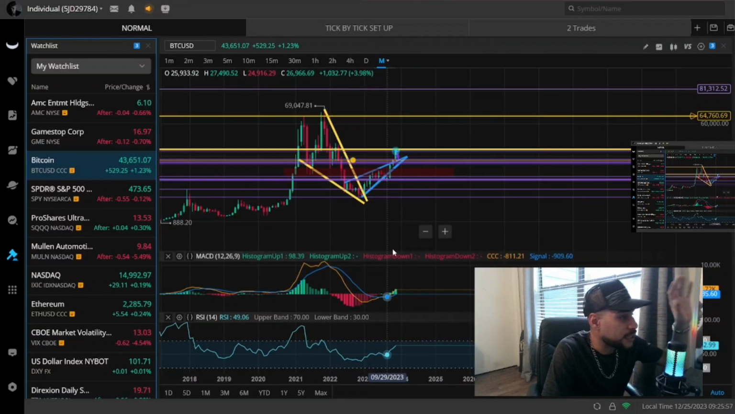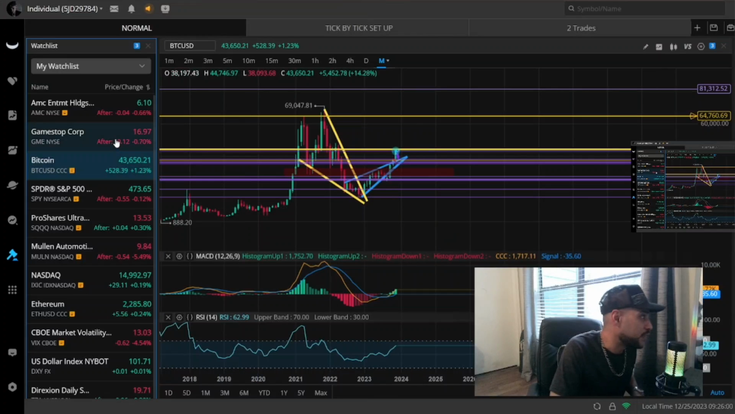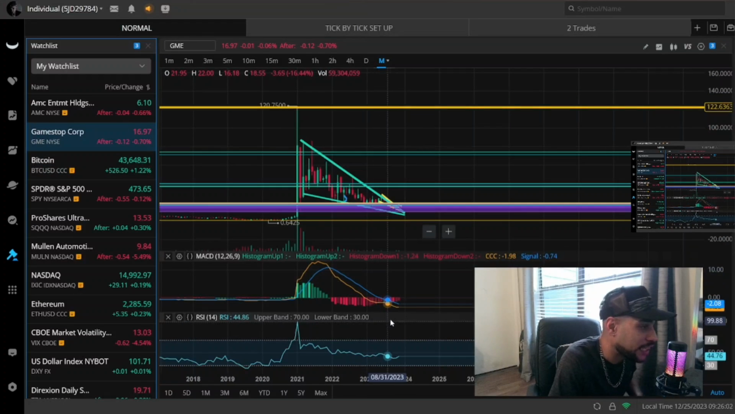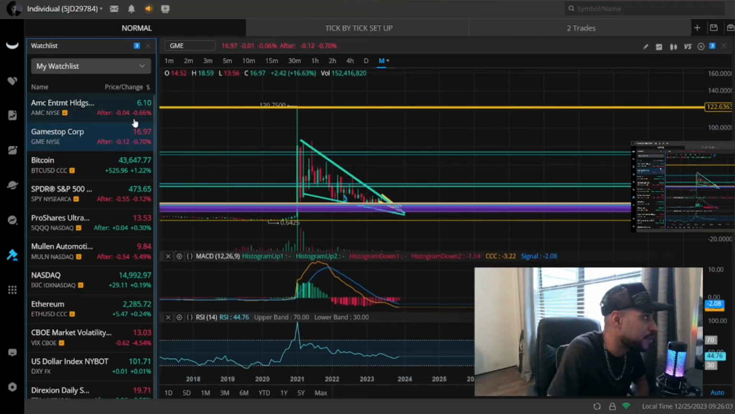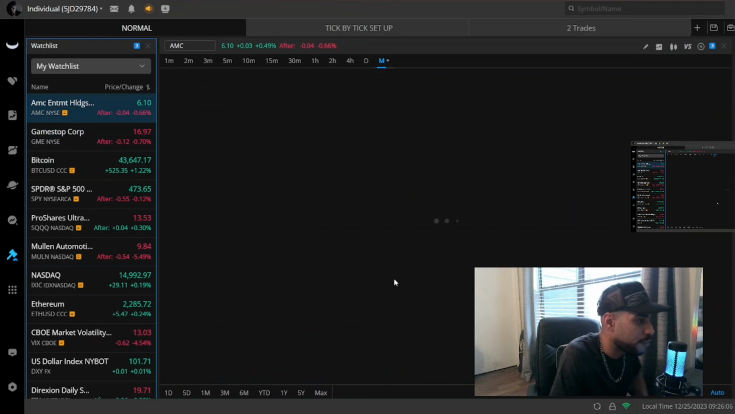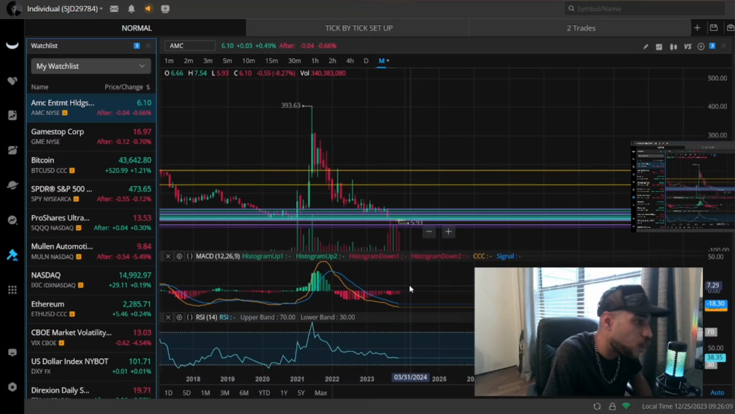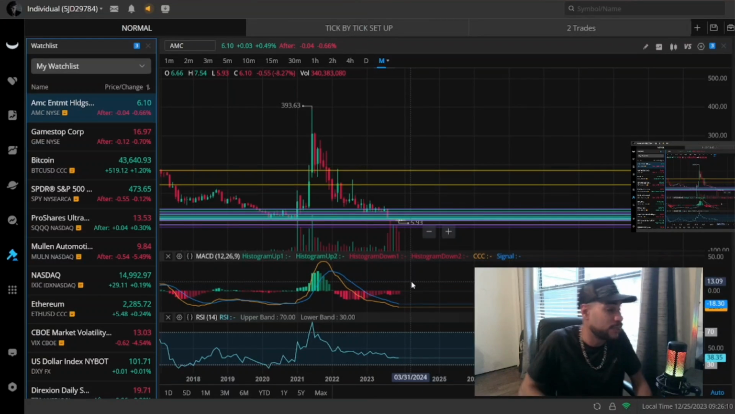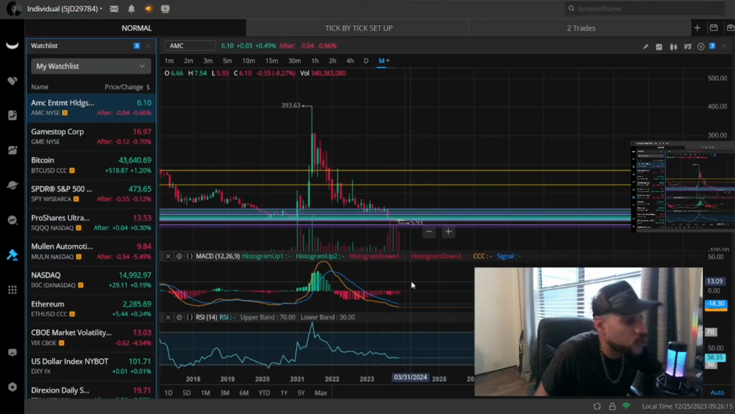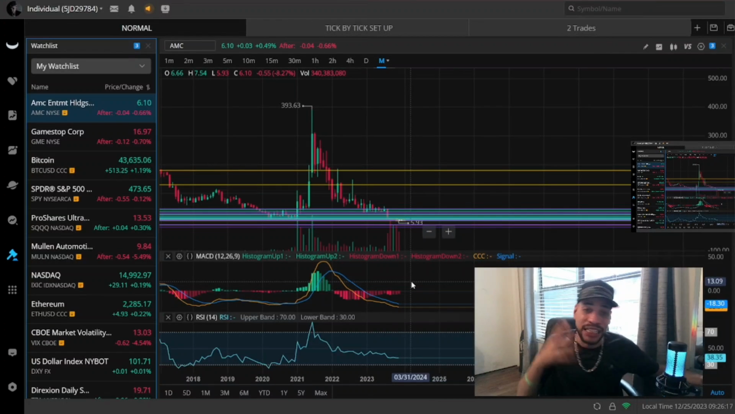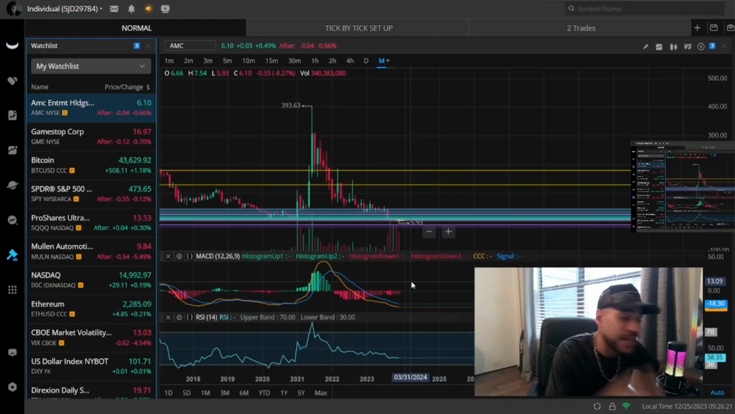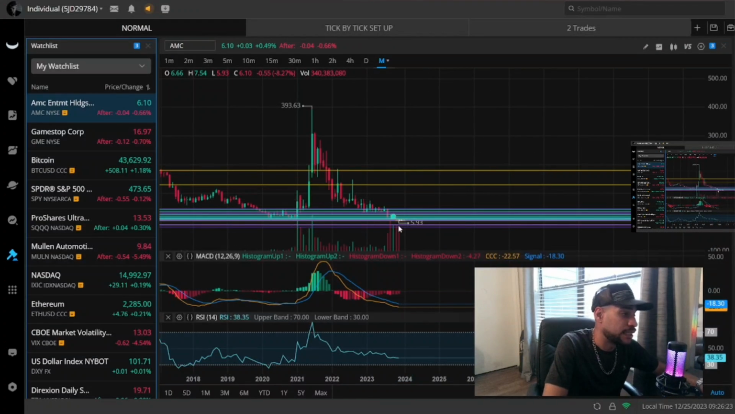But anyways, Bitcoin has green MACD on the monthly time frame, and it looks like both AMC and GME are working on finally flipping their MACDs green on the monthly time frame. It seems like we might need 1 or 2 more candles, but it looks like 2024 is going to be the time where AMC and GME get a green monthly MACD, and that's a huge signal because that means bullish momentum has shifted on a big, large macro time frame, and this is exactly what you want to see.